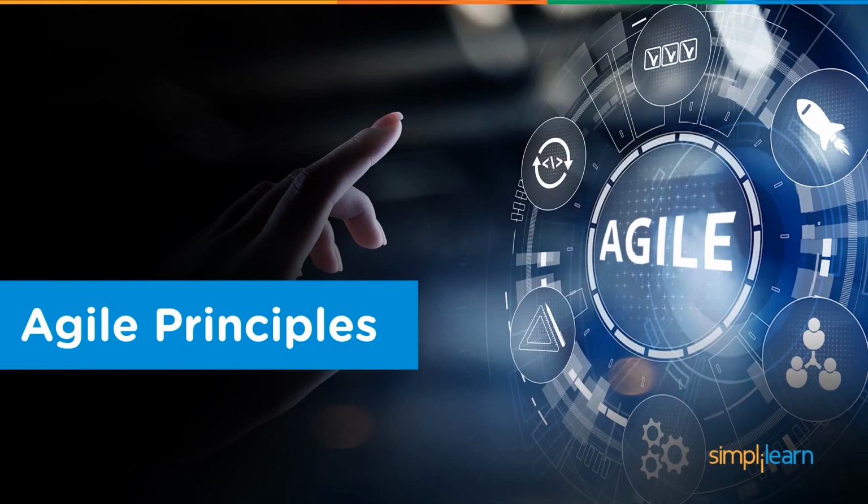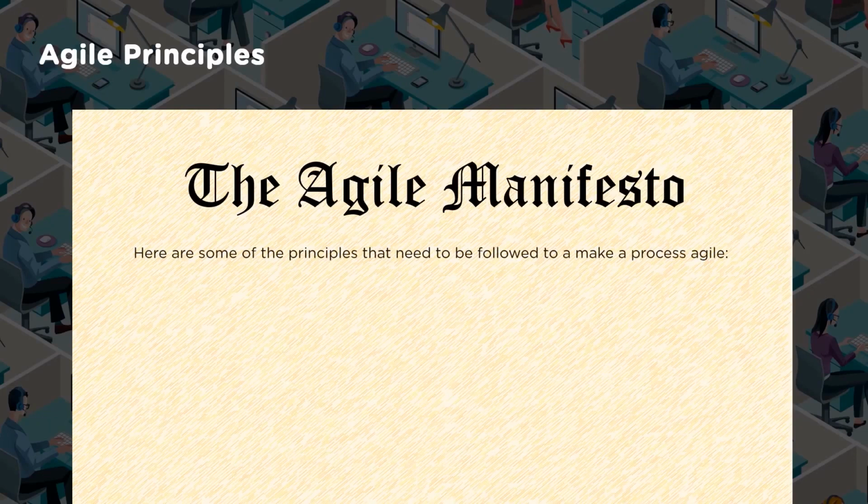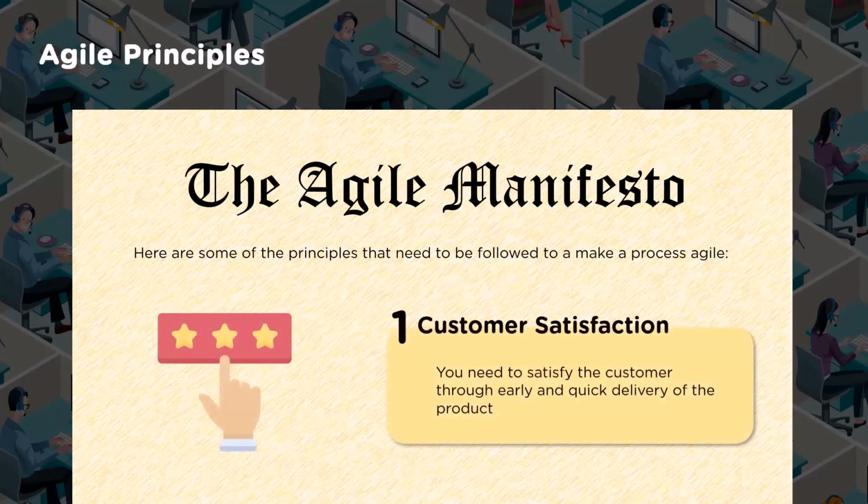Now, let us look at what are those 12 principles, the Agile principles. Here are some of the principles that need to be followed to make a process agile. The first principle is about customer satisfaction. One needs to satisfy the customer through early and quick delivery of the product.